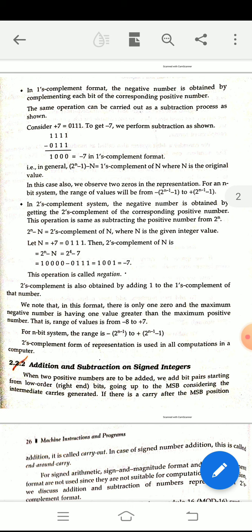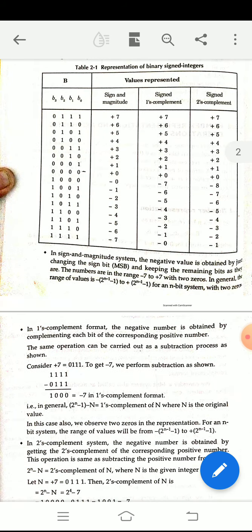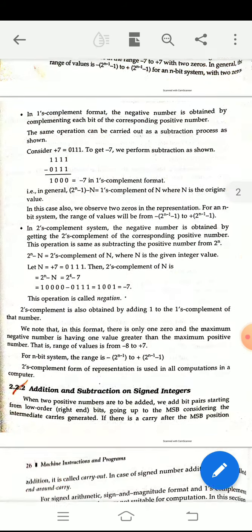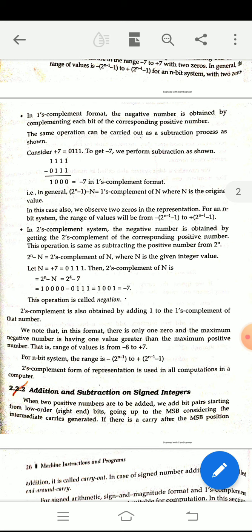In this representation, remember the above table. This table is very important for understanding sign and magnitude, 1's and 2's complement. Next is the 2's complement system. The negative number is represented by getting the 2's complement of the corresponding positive number. This operation is the same as subtracting the positive number from 2 to the power of n. So 2 to the power of n minus n is the 2's complement of n, where n is the given integer value.